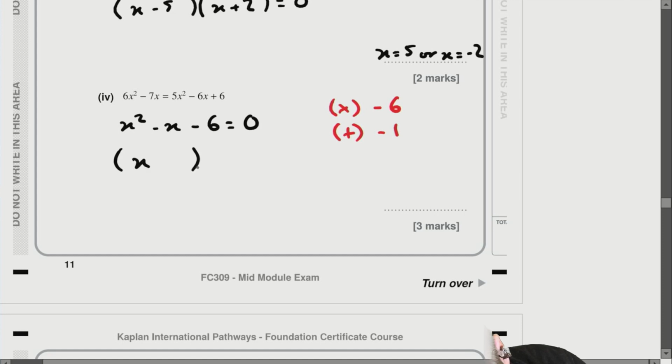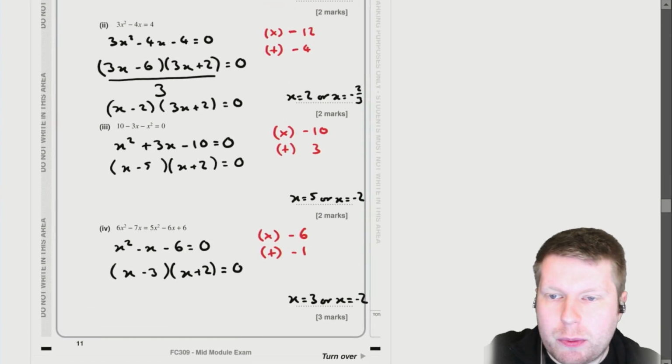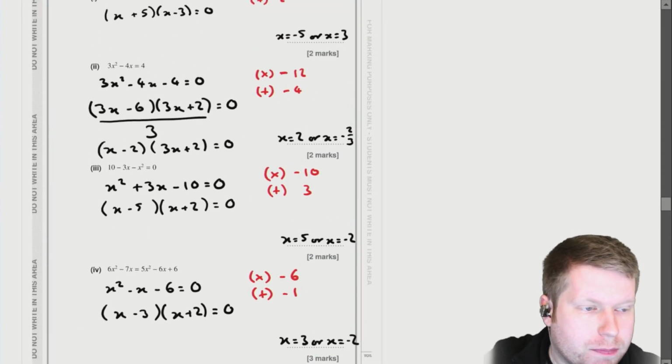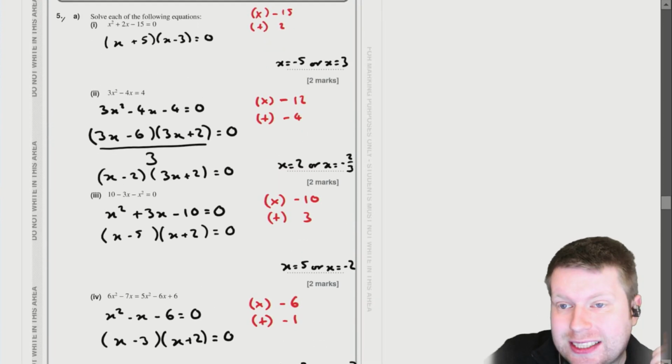So again, just be careful of your negatives. So I'm going to end up with -3 and +2, which means my two roots are going to be x equals 3 or x equals -2. So actually part A was a really, really standard question. Okay, it was just solving quadratics.